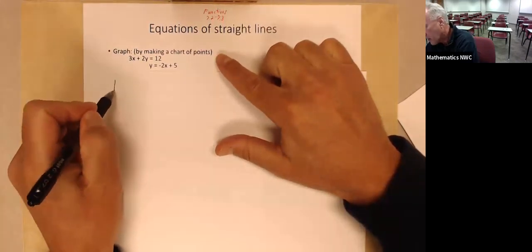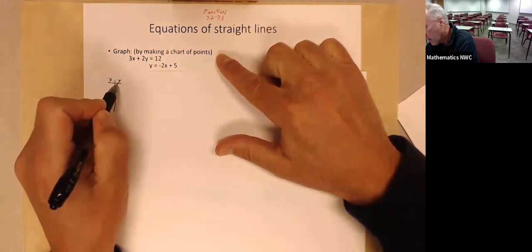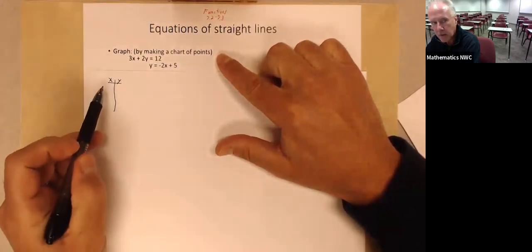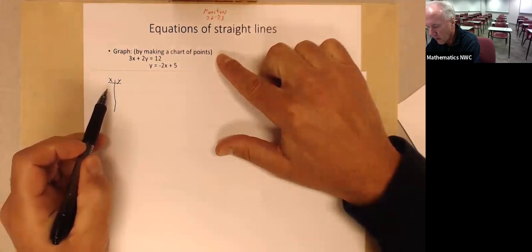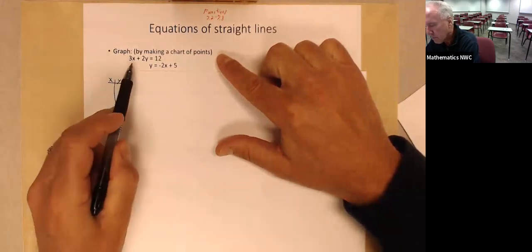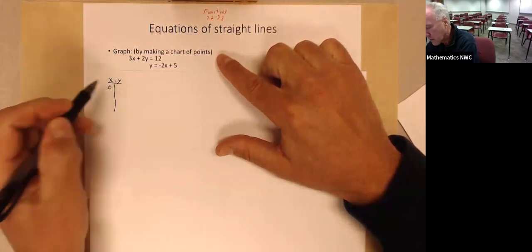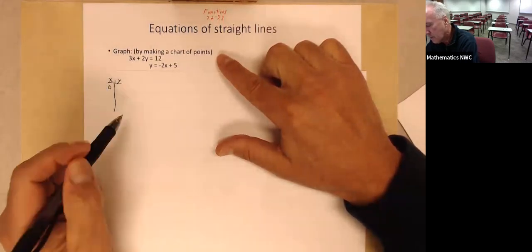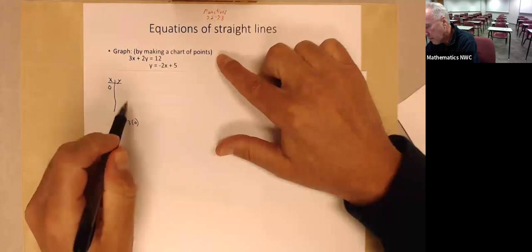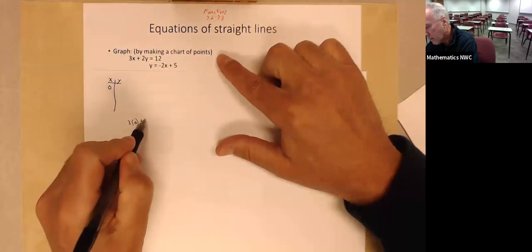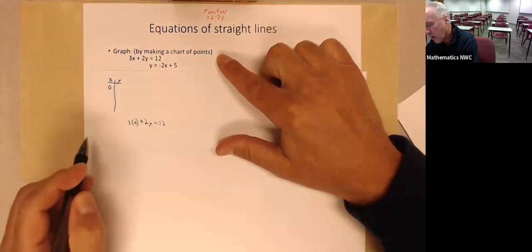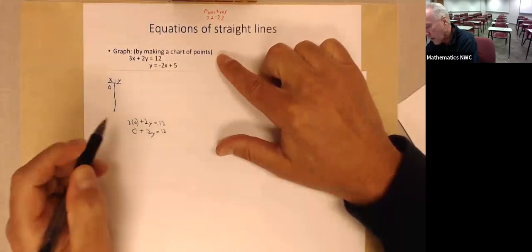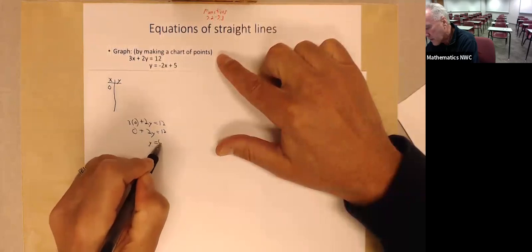If I were to make a chart, we'd be looking at an XY chart, something like that. I can choose values for X, which we frequently call our independent variable. So I'm going to pick a value for X. For example, I'm going to choose 0. If X is 0, I would have 3 times 0 plus 2 times Y equal to 12. That would be 0 plus 2Y equal to 12. Dividing by 2, I would get Y to be 6.